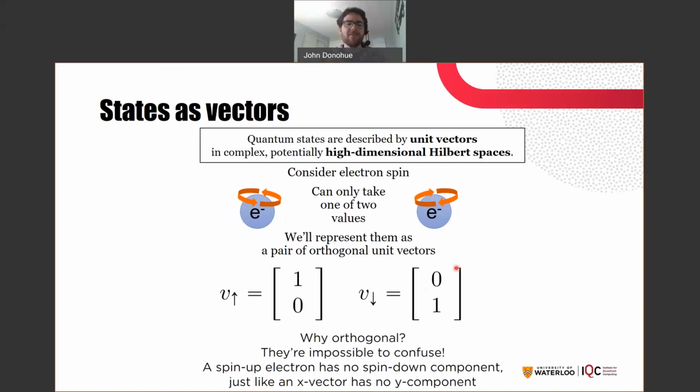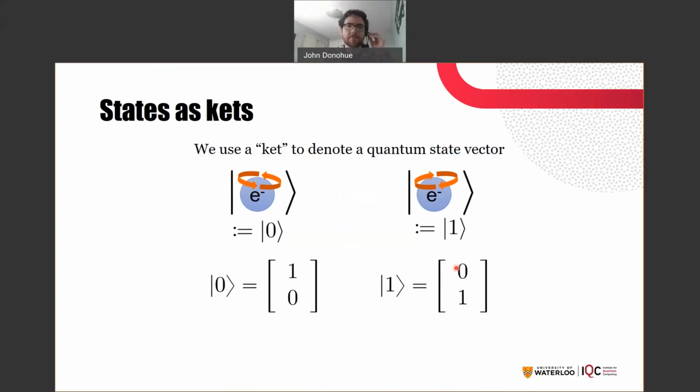And why orthogonal? We want to emphasize that they're impossible to confuse. A spin up electron has no spin down component. A horizontally polarized photon has no vertically polarized component, just like an x vector, movement along the x direction, has no y component. We're going to surround these in kets just to look fancy for now, but we're going to actually see that they're very useful at the end of the day.